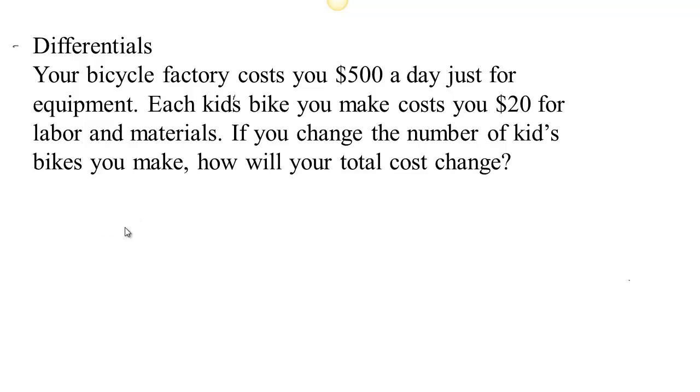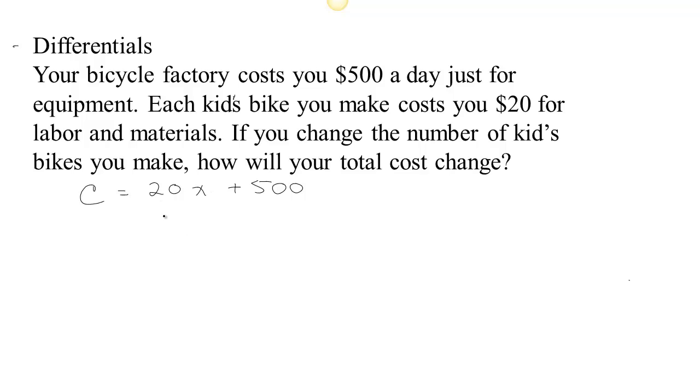And we want to know, if you change the number of bikes that you make in a day, then how will your total cost change? So, well, let's see. We've got an equation here. Our total cost is 20x, where we let x stand for the number of kids bikes we make, plus this fixed cost of $500.